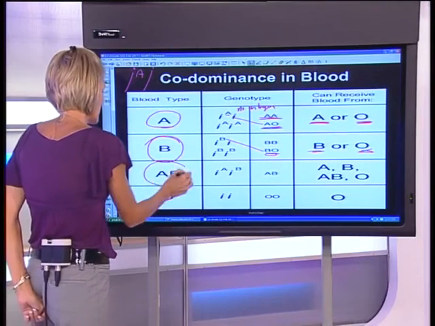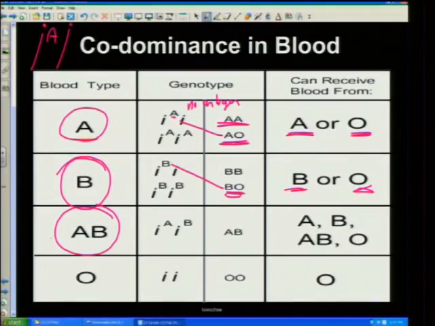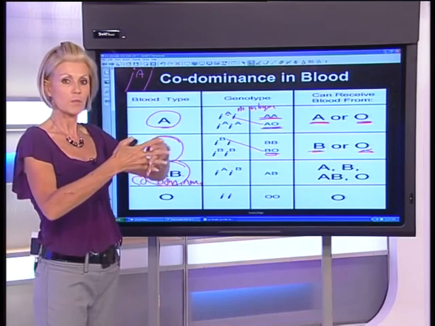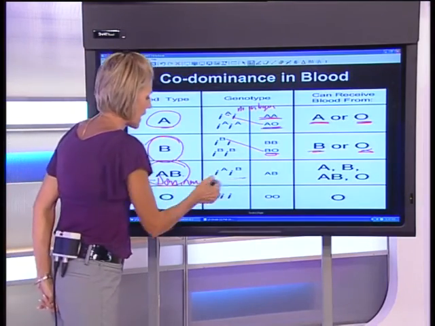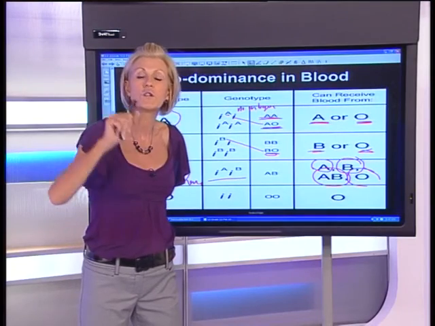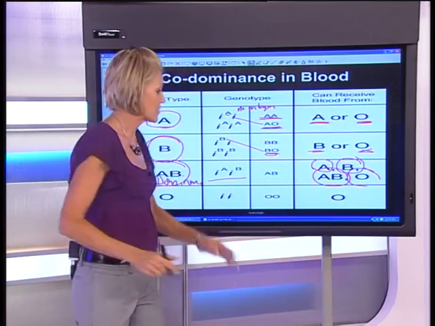Then AB. This is a perfect example of codominance. To get blood type AB, mom or dad had to be A, and the other one had to be B. You put the A and the B together, and it says, codominance. So AB, there we go. Now look at this. AB can receive blood from A's, from B's, from AB's and O. So they are what we call the universal receiver. They can receive blood from anyone.